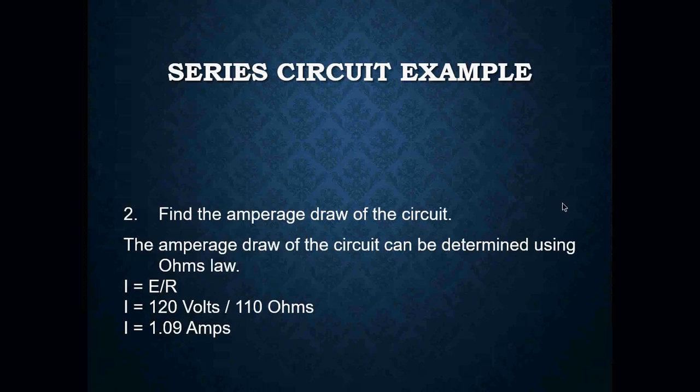But now we want to figure out what the amperage is. To figure out the amperage, we now have to go back to our Ohm's Law formulas. I equals E divided by R. So we're going to plug in our numbers that we know. We know that we're dealing with 120 volts. We know that we have 110 ohms of resistance. So the formula we use is E divided by R, which is 120 volts divided by 110 ohms. We come up with 1.09 amps. That is what that circuit will most likely be able to handle.